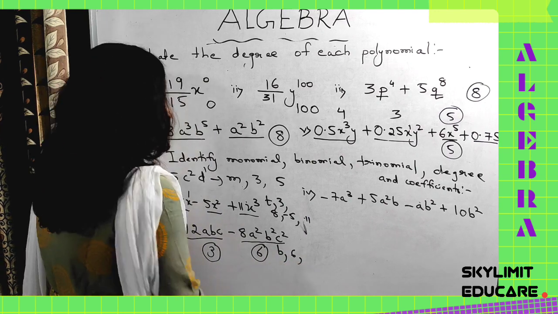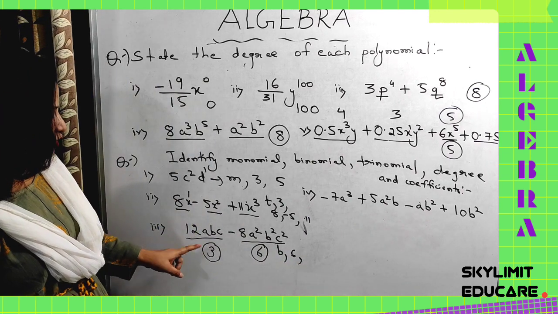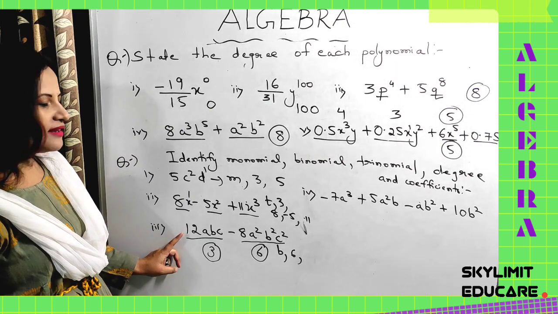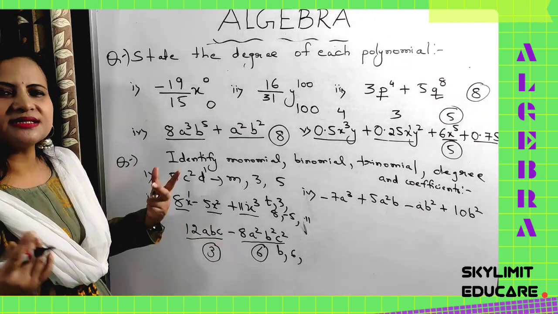Degree is 6. And what are the various numerical coefficients? For the first one it is plus 12, or simply 12. And the second one is minus 8.